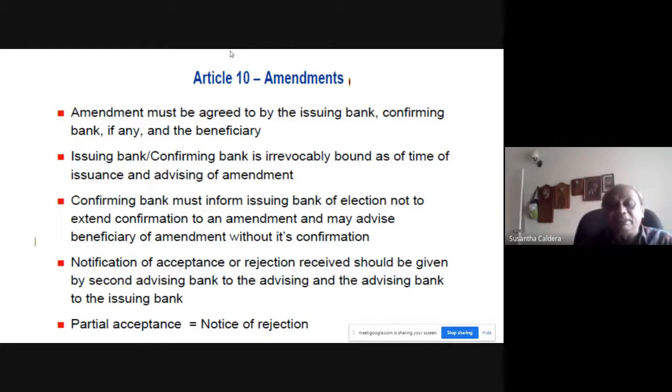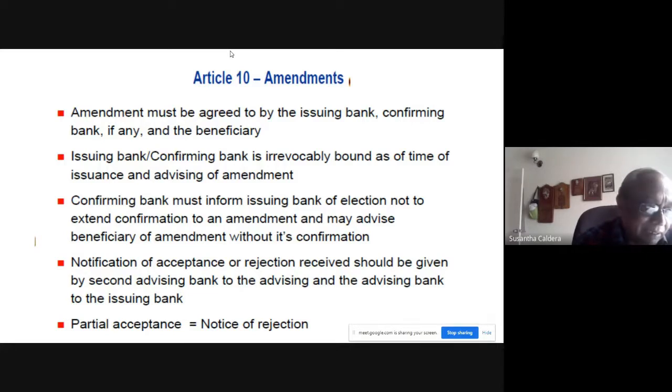Partial acceptance is not acceptable. That means something like this. Article 10E: partial acceptance of an amendment is not allowed and will be deemed to be notification of rejection of the amendment.